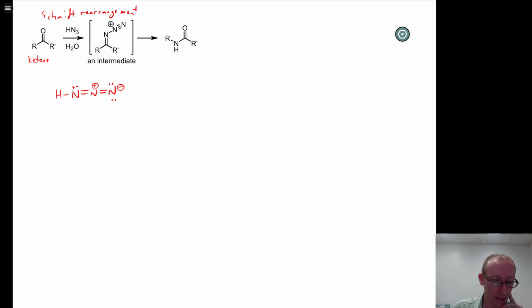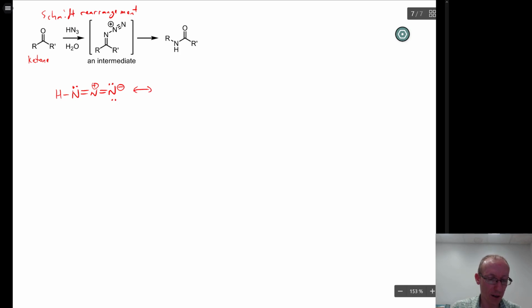Okay, so what other resonance forms can we draw? We can draw one where we push this pair of electrons in like that. That would give that central nitrogen 5 bonds, so we would need to keep on pushing electrons like that. And we can draw a resonance form that looks like this, with the negative charge on the end. I'll just draw that out again. Okay, so that now is another resonance form of this molecule.